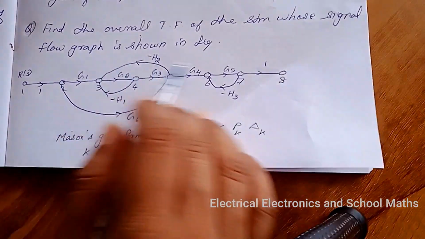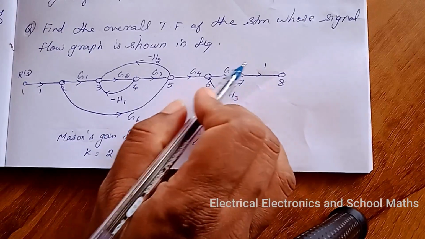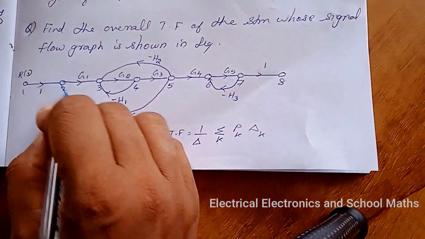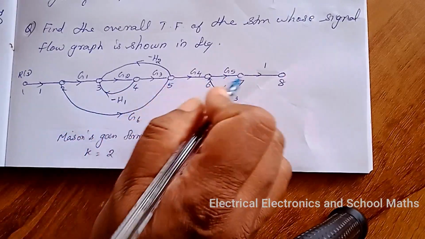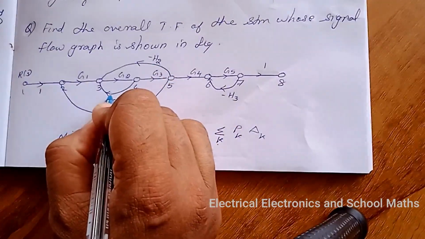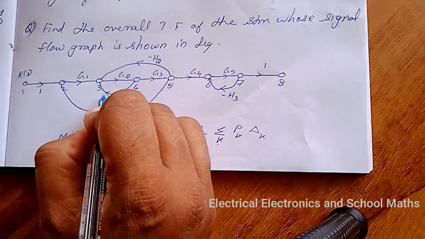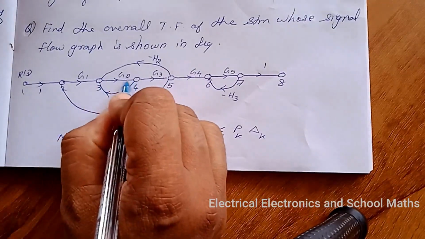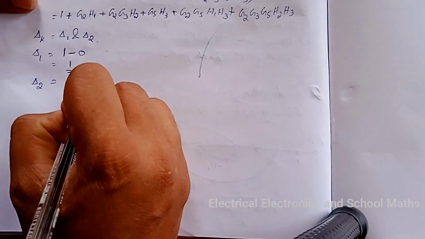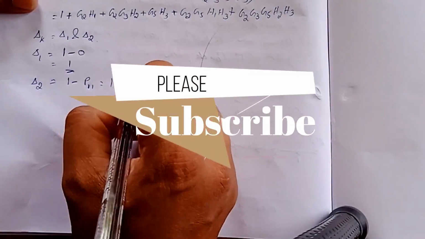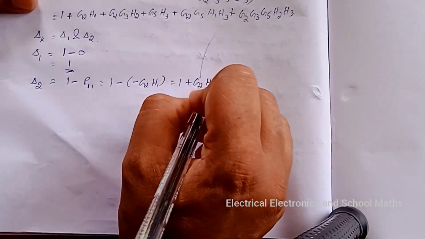So delta 2, this is the second forward path, and which loop is not touching the second forward path? This loop does not touch the second forward path. So there is one individual loop gain here. So we have delta 2 is equal to 1 minus this loop gain. That is, delta 2 is equal to 1 minus P11, that is 1 minus G2 H1 with sign, and that is equal to 1 plus G2 H1.